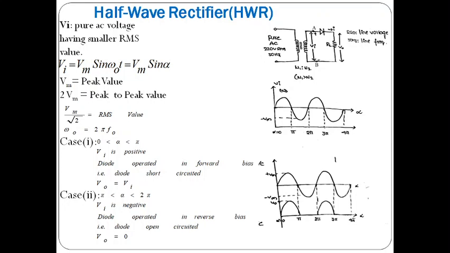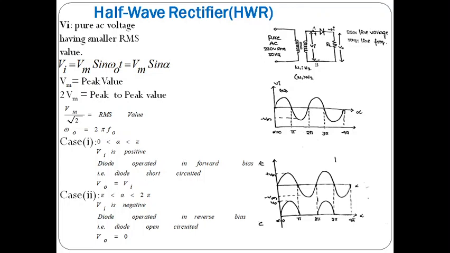When we consider 0 to pi, it is the positive cycle. When I apply the positive cycle to the diode, point A is more positive. You can observe point A is connected to the positive terminal of the battery, so it is more positive compared to terminal B. So the diode is forward biased, it conducts, and current flows in the circuit.